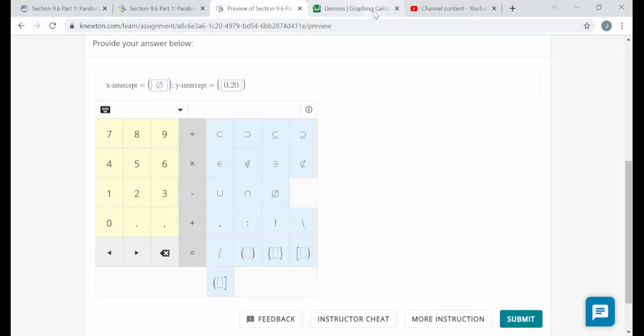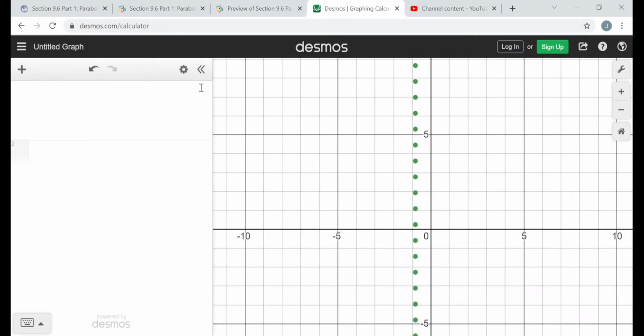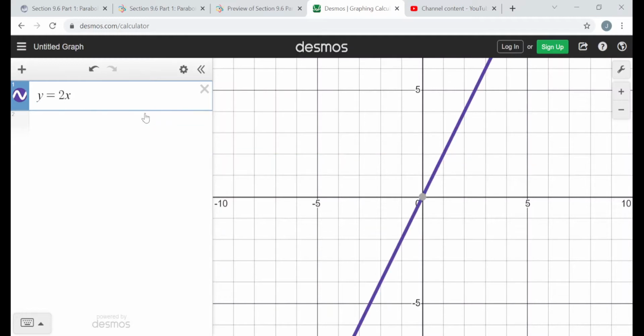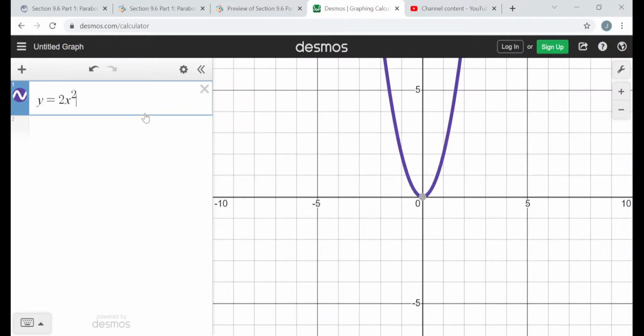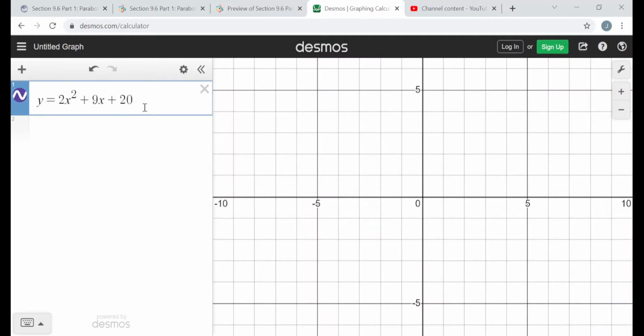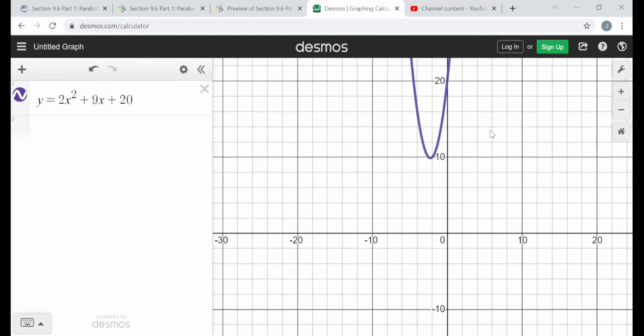Now let's actually see that happening. Let me go back to the Desmos website and let me show you. Let me punch in that function. It was y equals 2x squared plus 9x plus 20. And let me zoom out until we see the parabola. Look, there's the parabola, and you see it has this vertex here.